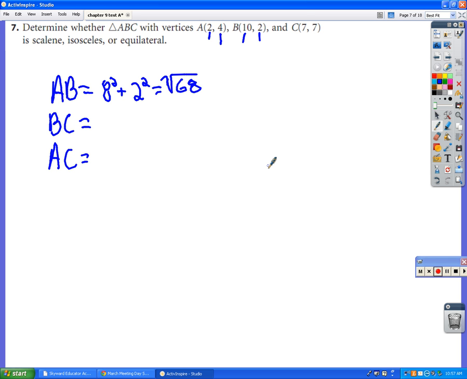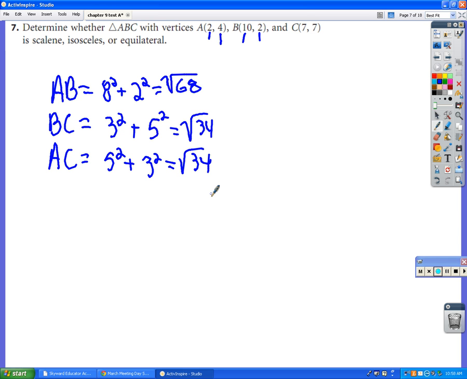How about the distance from B to C? How far is it from 10 to 7? 3. How far is it from 2 to 7? 5. 3 squared plus 5 squared is what? 34, so that's going to be the square root of 34. And then lastly, if you do that from A to C, from 2 to 7 is 5, from 4 to 7 is 3, and so that's going to work out to be the same distance. So since those two are the same, what kind of a triangle is that?